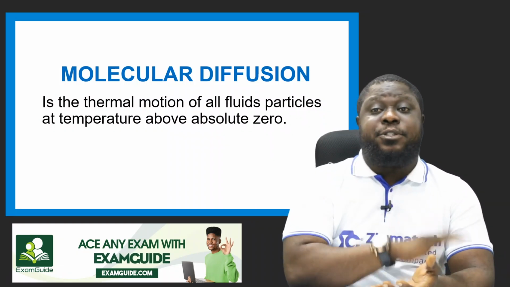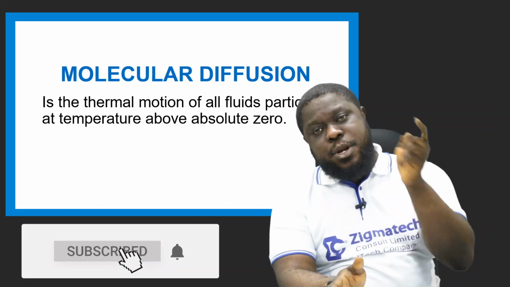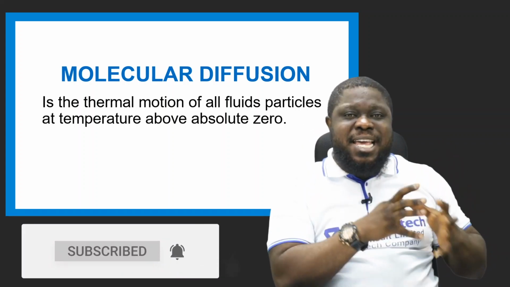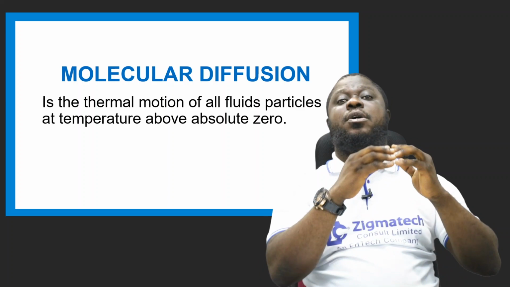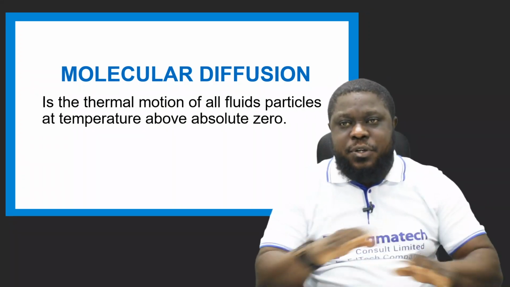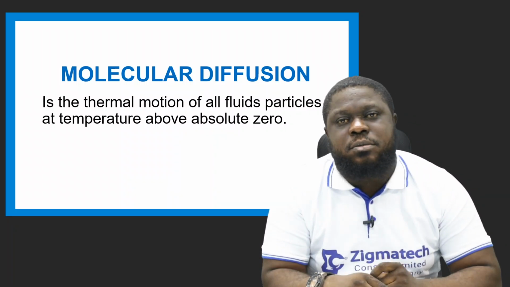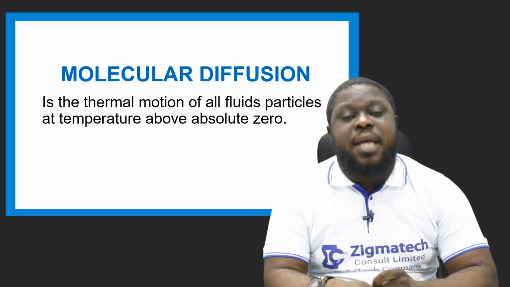In essence, their temperature will increase. Now, when you remove the heat, their temperature will reduce. In essence, adding heat will give them a high concentration. Then when you remove the heat, it will give them a low concentration. In that context, diffusion has occurred. And the name of that diffusion is called molecular diffusion.